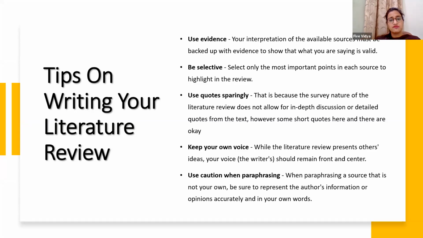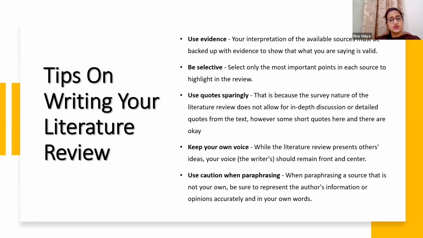The second point is you have to be selective. You have to be selective in terms of what information you write in your chapter and what information you ignore. You cannot have all the information written down in your chapter, because it will become too lengthy, and we always have a limit on the page count. You cannot have a 400 or 500 page long thesis. So you have to be very selective, and consider only the most important information for your topic while writing your chapter.